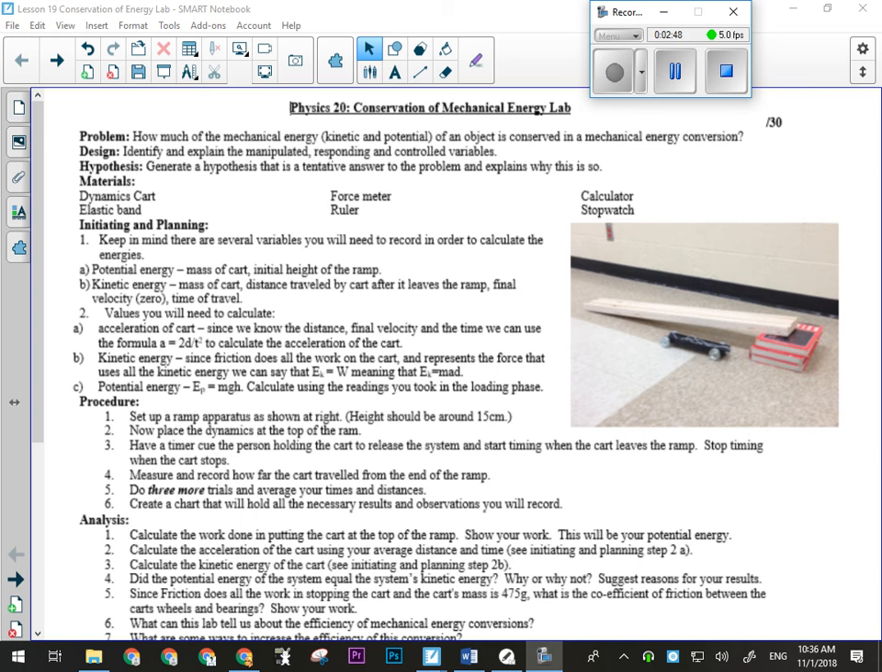So we're measuring quite a few things, but we're only comparing 2 things. We're comparing potential energy at the top to kinetic energy at the bottom.